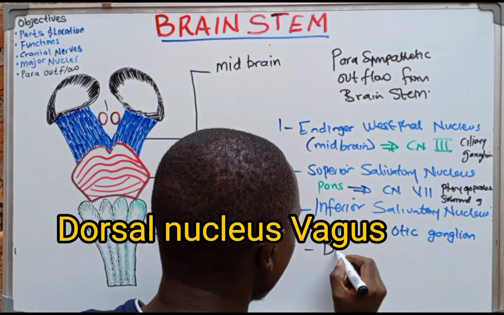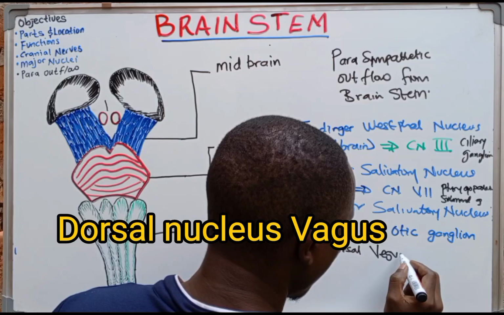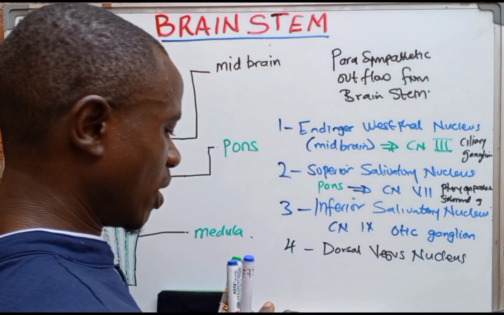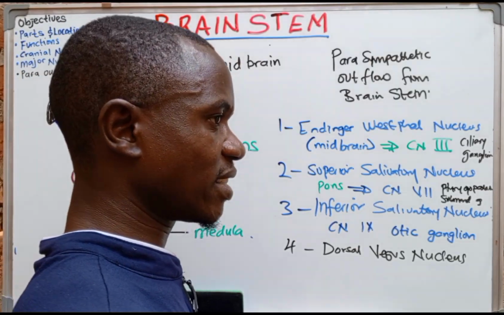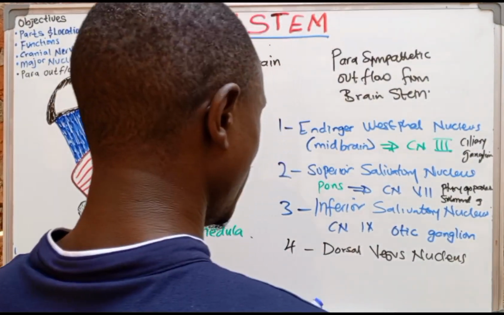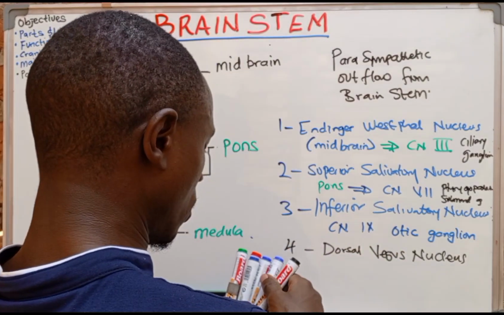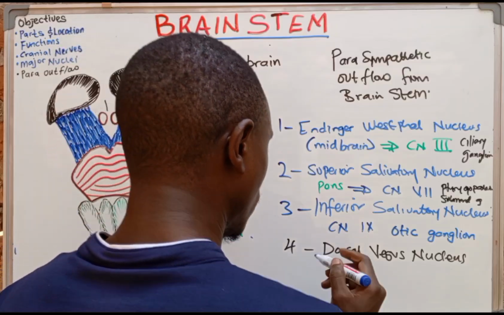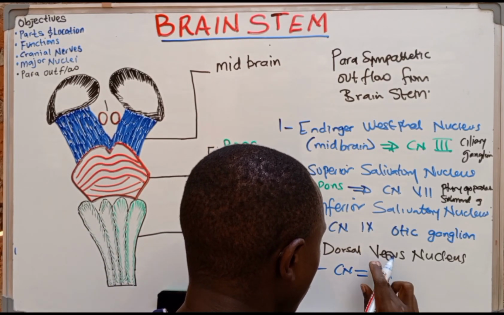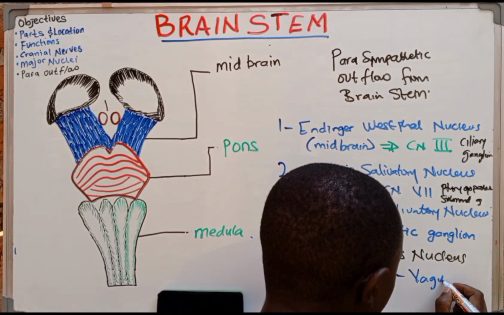Okay, and then we have also the fourth nucleus which is very, very important, and this nucleus is what we call the dorsal vagus nucleus. This one is going to be a very super nucleus, and the fibers are going to be running with cranial nerve number 10. Okay, and cranial nerve number 10 is what we call the vagus nerve.